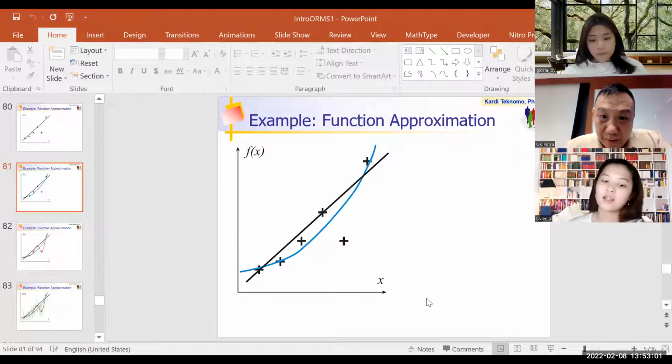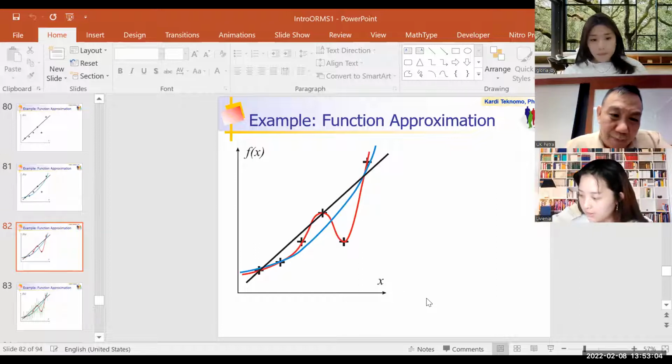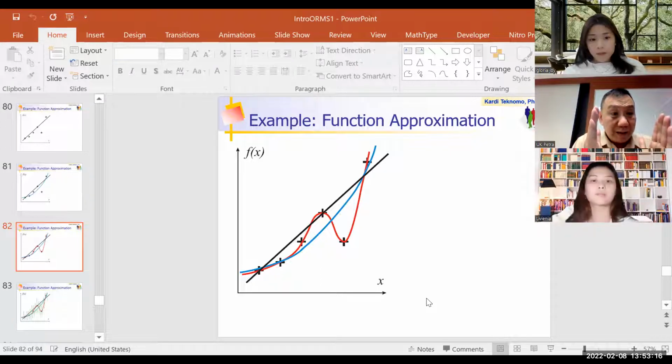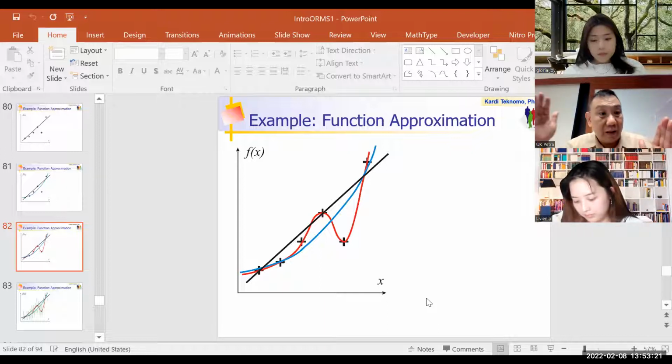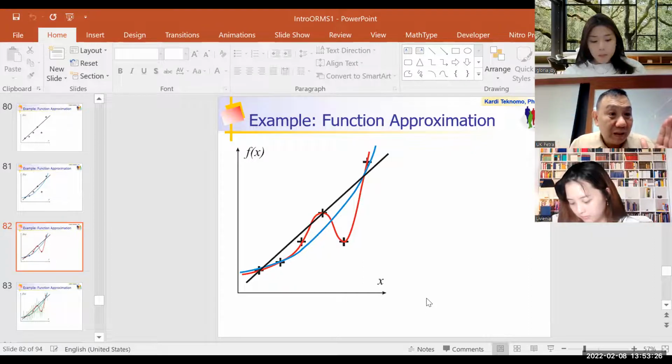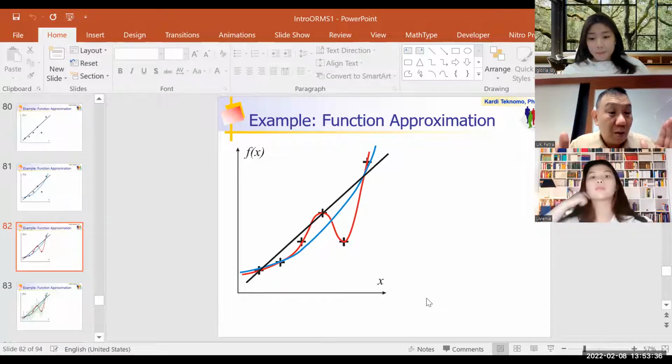Okay? But the red one passing all the points, that means this is interpolation. Okay? So it's overfit. Meaning, within this scope of data, yes, it can interpolate, but it cannot extrapolate. It cannot go beyond this data. So if you have new data in, okay, so the blue one can approximate, right? The black one can approximate, but the red one approximation will be wrong.